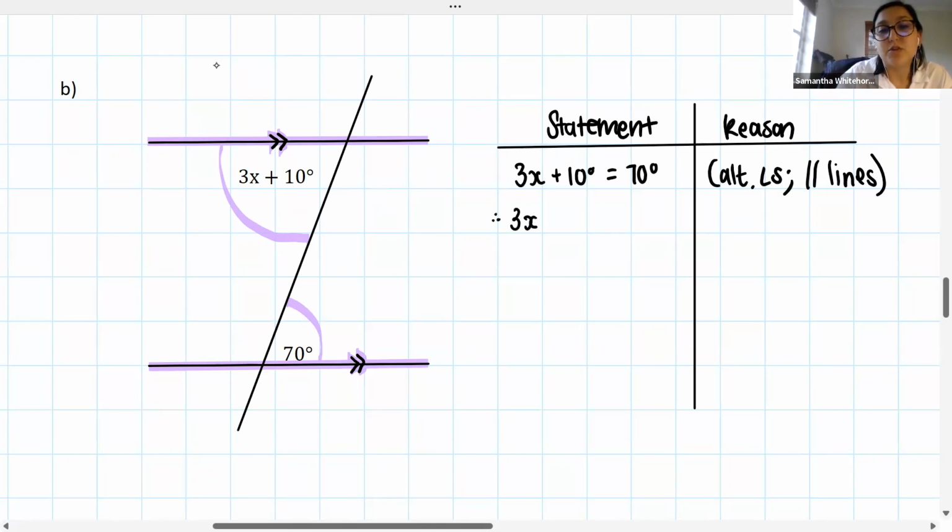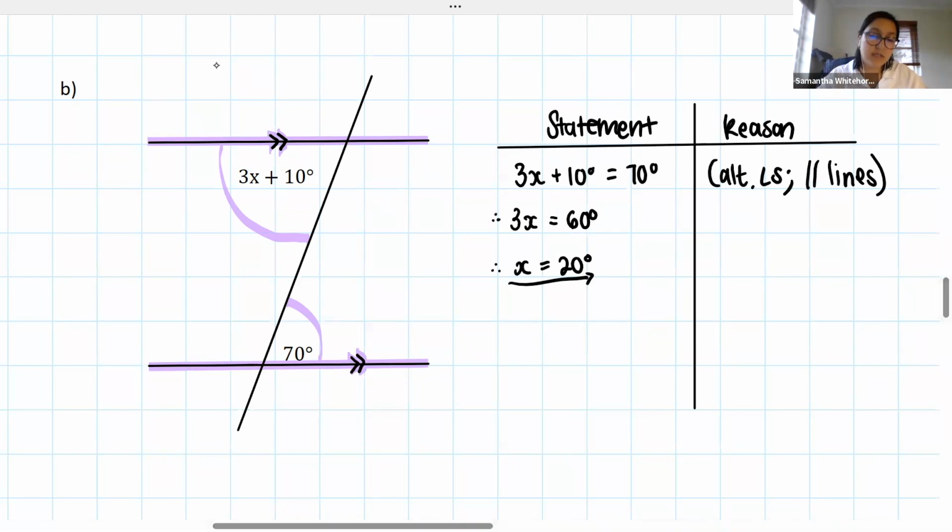So we're going to subtract 10 on both sides. So 3x is equal to 60. Divide both sides by 3, x is equal to 20 degrees. Okay, so guys, what you can see here in the working out is you don't have to show the minus 10 and the divide by 3. You can show your inverse operations if you want to. There's nothing wrong with that, but you don't have to if you're comfortable with those inverse operations.